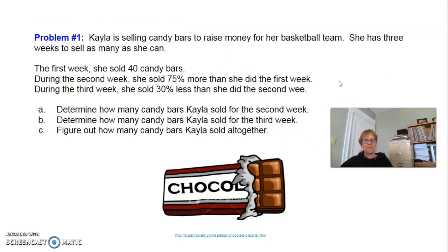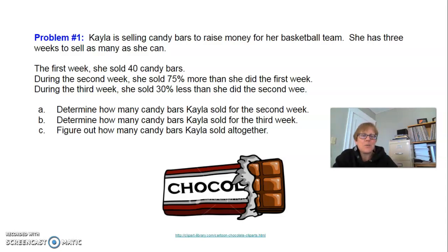All right, so problem 1. And of course, I want you to write this down. I always want you writing everything down. You do have a problem very much like this on the quiz. So I want you to read it to yourself and think about it while I'm reading it out loud. It says, Kayla is selling candy bars to raise money for her basketball team. She has 3 weeks to sell as many as she can. The first week, she sold 40 candy bars. During the second week, she sold 75% more than she did the first week. And then during the third week, she sold 30% less than she did the second week. Uh-oh, little spelling error there.